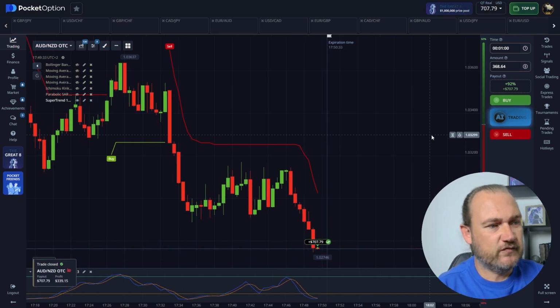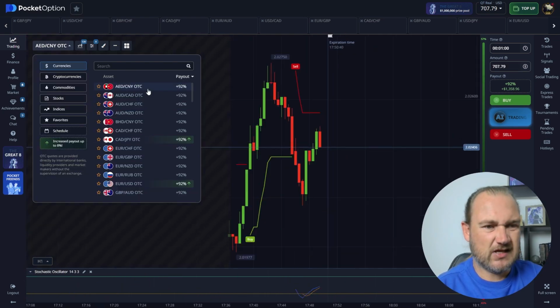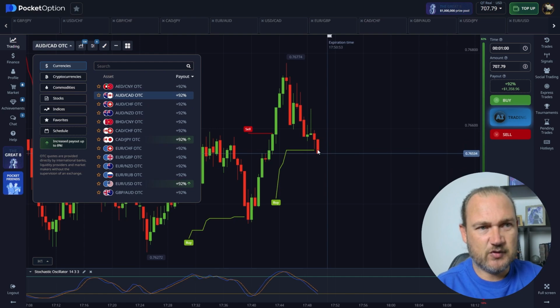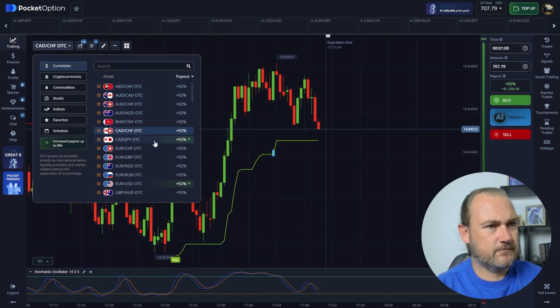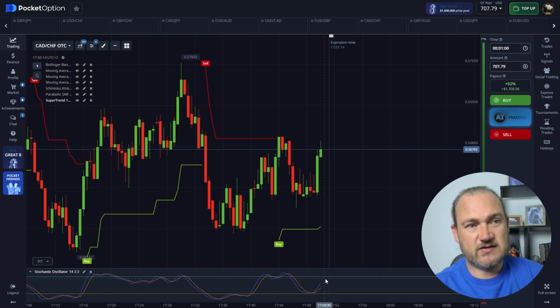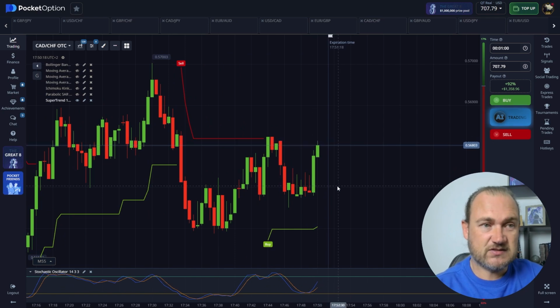Beautiful, beautiful entry. Let's see if we can pick up another one. We'll start again at the top of the list. Why not? Okay, so we're getting confirmation crossover here, but we are above the super trend line at the moment. I'm not going to take a trade on this currency. The stochastic is coming up really hard towards the overbought zone. We are moving above the super trend line, which is good.